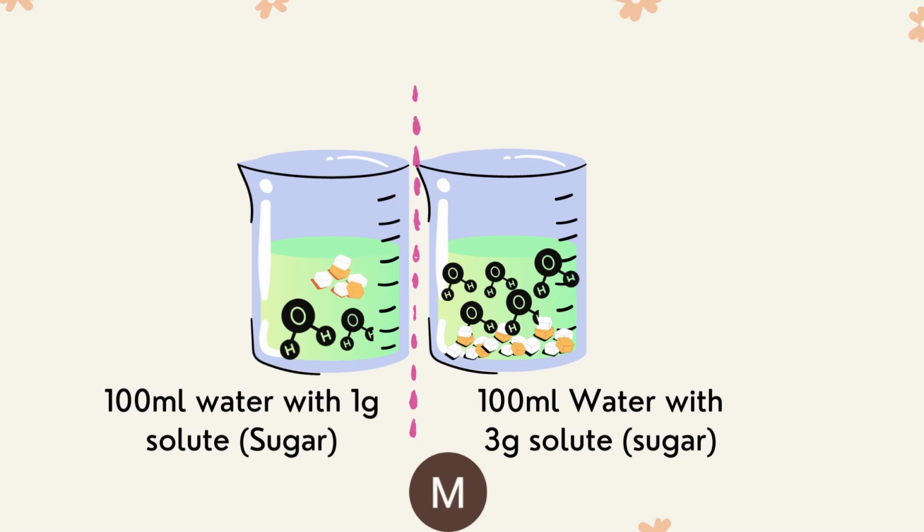So as a net result, you can see that the right side beaker will have 3 grams of sugar plus more water content in it.